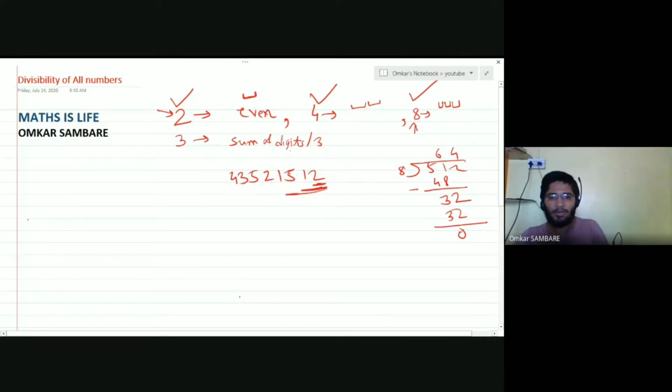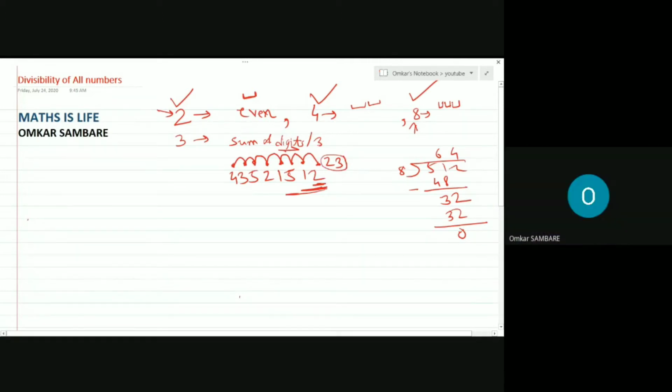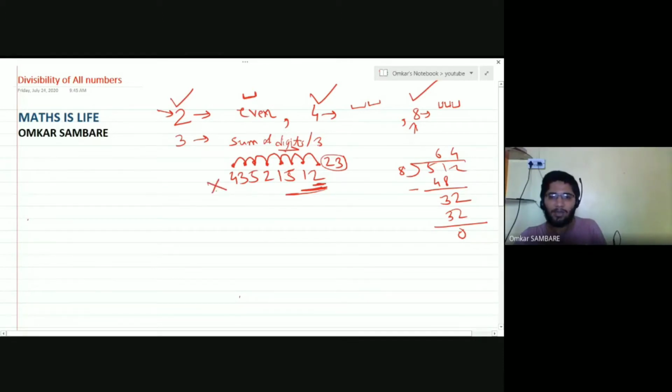And we will check for 3 now, whether it is divisible by 3. How will we check? The sum of digits. 4 plus 3 is 7, plus 5 is 12, plus 2 is 14, plus 1 is 15, plus 5 is 20, plus 1 is 21, plus 2 is 23. So here the addition is 23. If this addition is divisible by 3, then the whole number will be divisible by 3. But here it is 21. And not 21, it is 23. 23 is not divisible by 3, so this number is not divisible by 3.